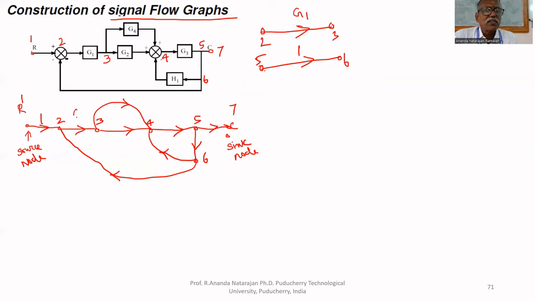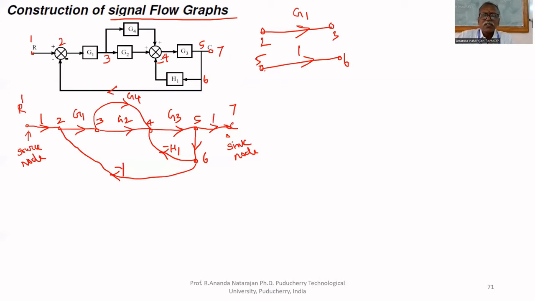2 to 3, G1 is there. 3 to 4, G2 is there. 3 to 4, another one is there, that is G4. 4 to 5, G3. 6 to 4, H1. But here it is negative feedback. That's why minus H1. Here, no transfer function is there, but minus. Therefore, minus 1.